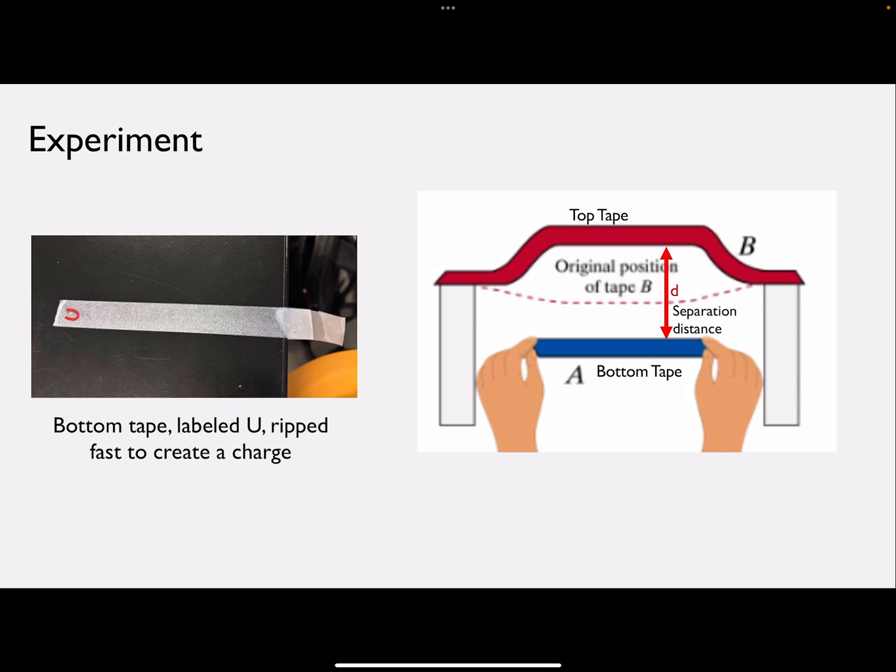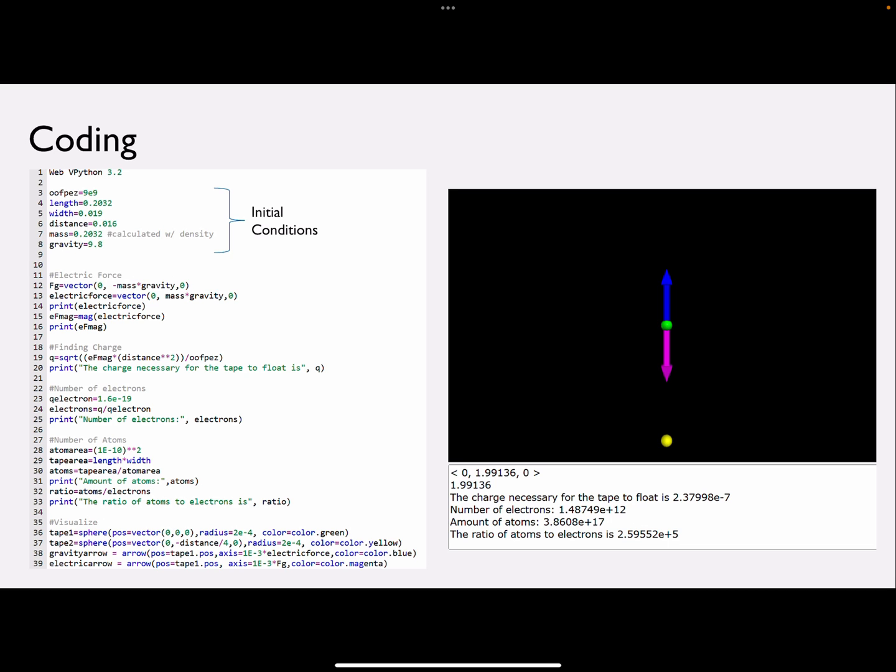Within this experiment, on the left you can see the tape and how it was charged. It was just ripped fast to create a charge, and then that tape was held up to the top tape, as seen in the diagram on the right. We have the top tape situated between two items. We have a separation distance of d, which was measured as the bottom tape got closer to the top tape. That distance was measured once the top tape just started to move even the slightest bit.